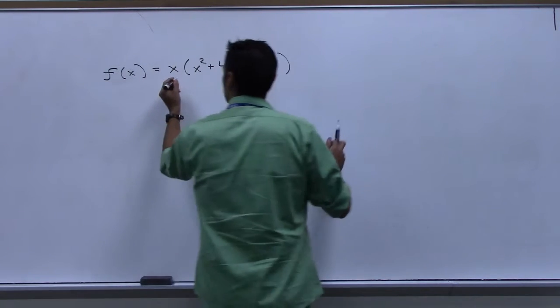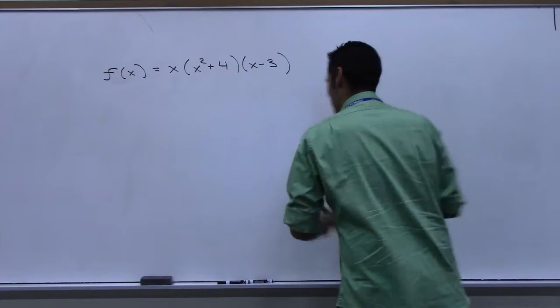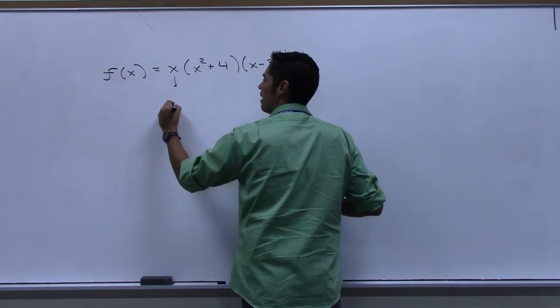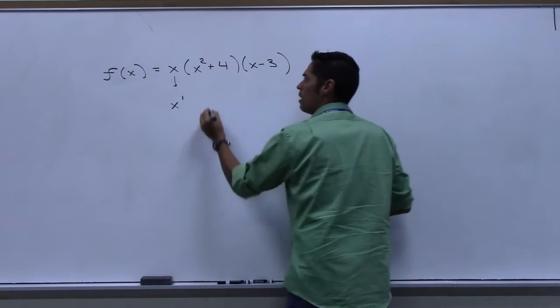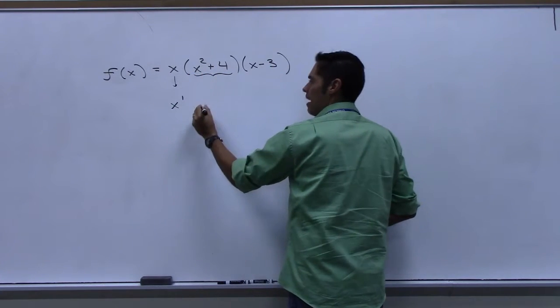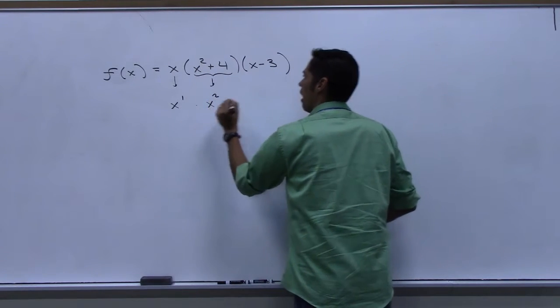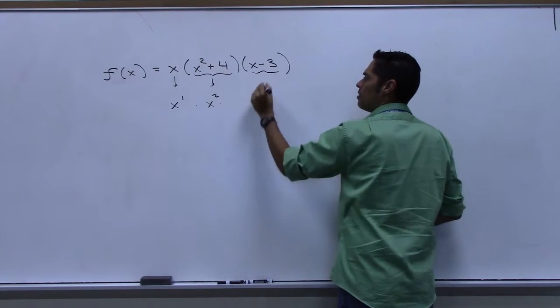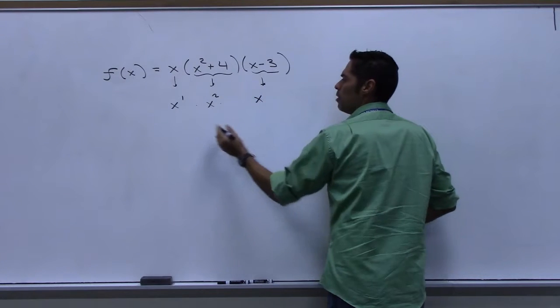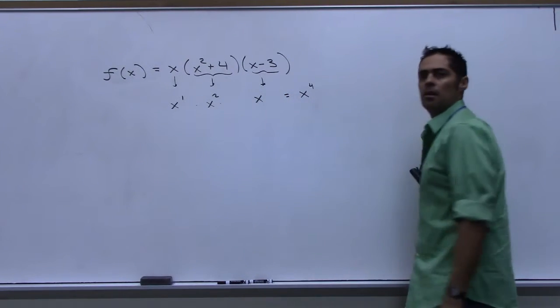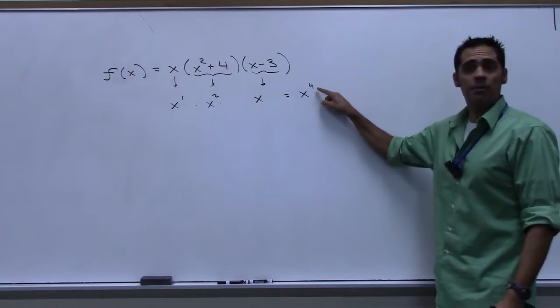Yeah, you look at this like, I thought this was a different color. I guess not. Okay, so this one is really like an x to the first power. This one, you're going to have an x squared because, well, x squared. And then this one, an x. So if you multiply x times x squared times x, you get x to the 4th. And so you know that your degree is 4.